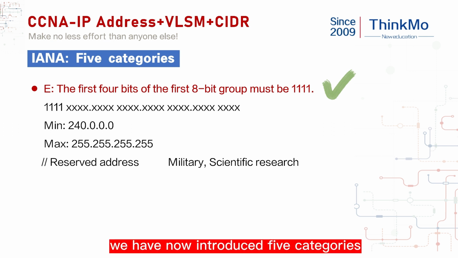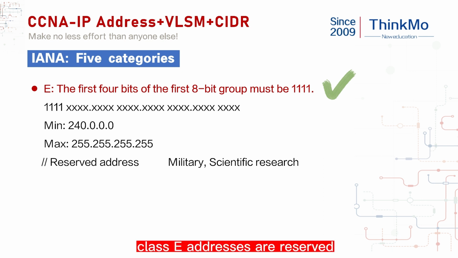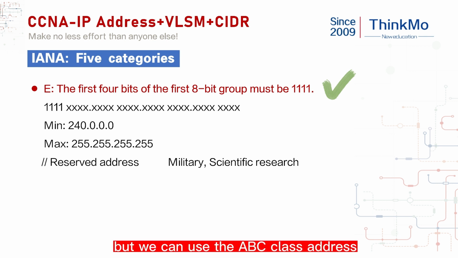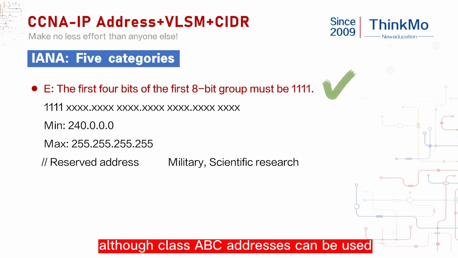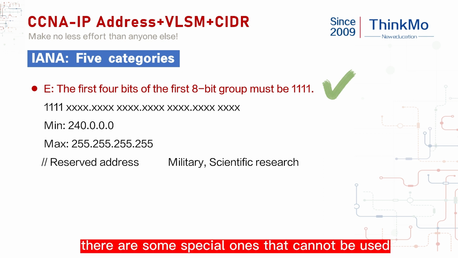We have now introduced 5 categories. Class E addresses are reserved; you can't use them. But we can use the ABC class addresses. Please pay attention: although Class ABC addresses can be used, not all addresses of the ABC class can be used. There are some special ones that cannot be used.